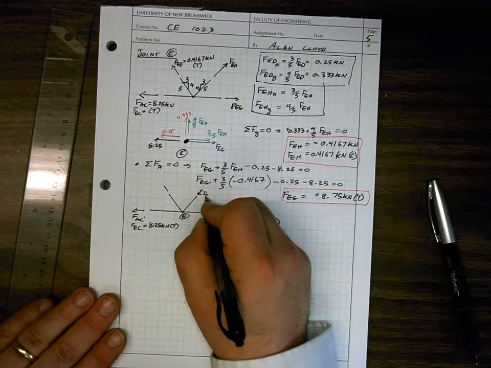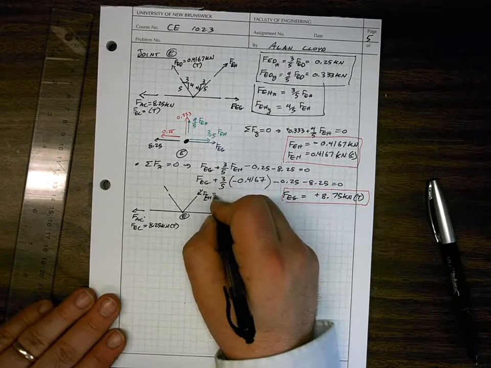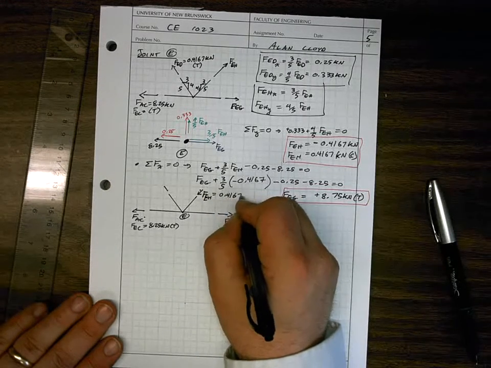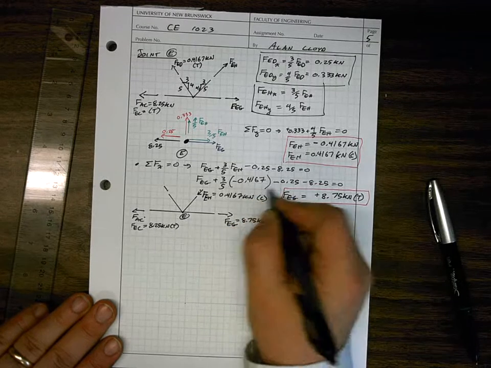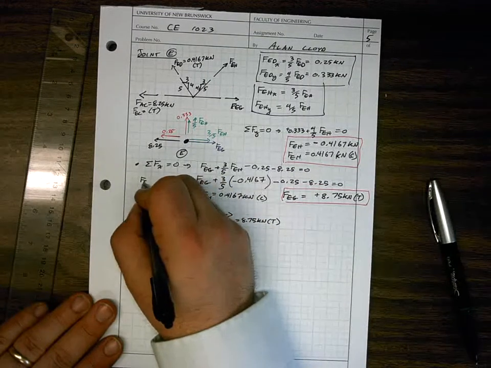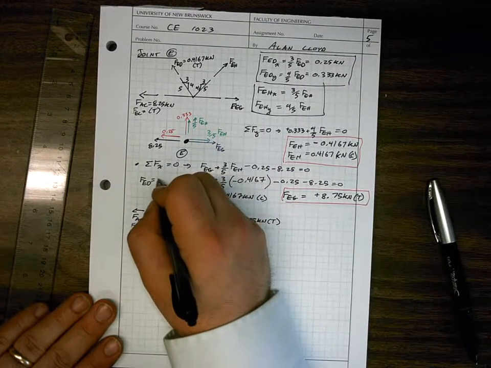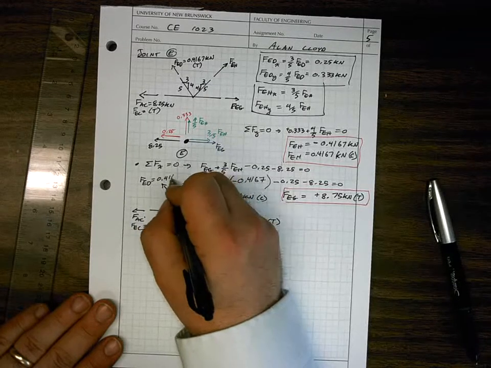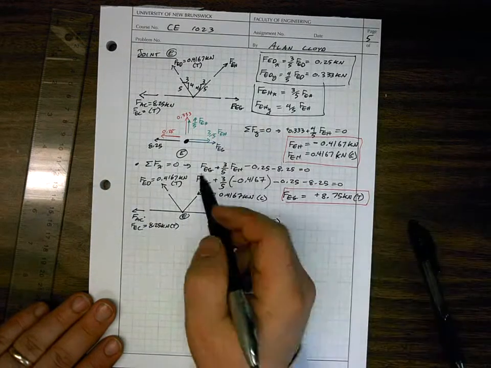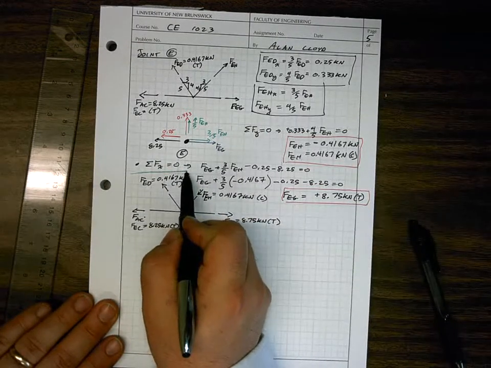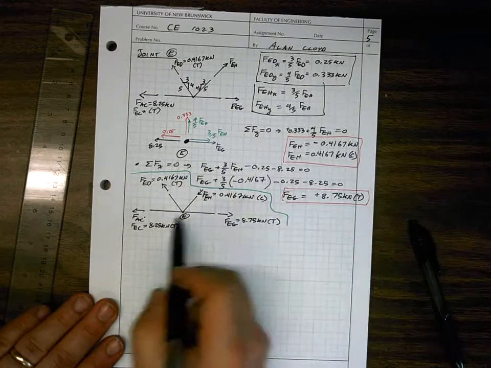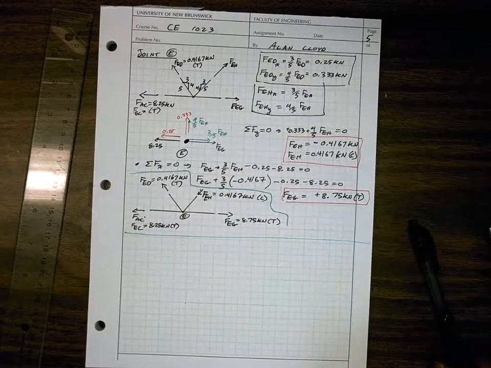FEH is equal to 0.4167 kilonewtons in compression. And here we have the force FED is equal to 0.4167 kilonewtons in tension. So let's just separate some of our stuff here so that it's a little easier to see this drawing. And that's the summary diagram for joint E.